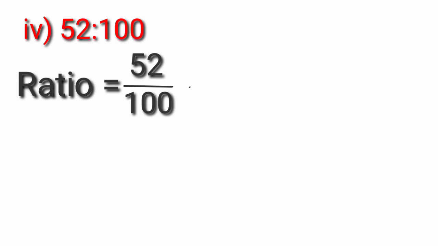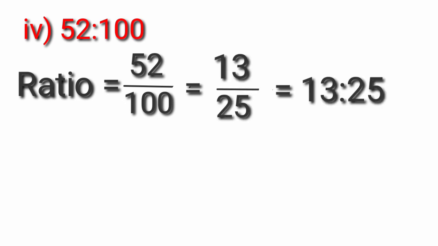Now fourth, ratio of 52 is to 100. So it is equal to 52 upon 100. 4 13s are 52 and 4 25s are 100. So it is equal to 13 upon 25, which is 13 is to 25.